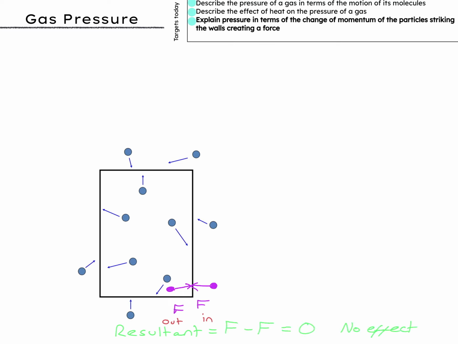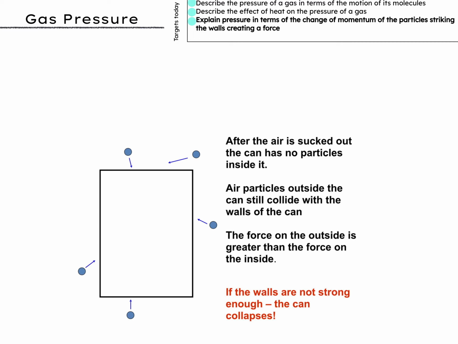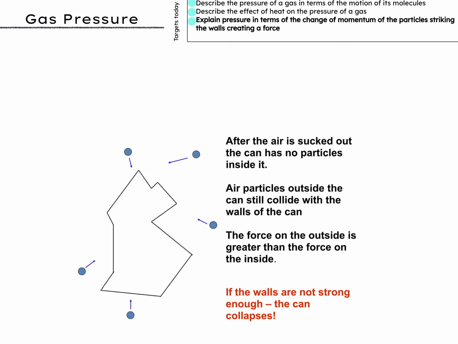Moving on though, we're going to remove the air from the inside of the container using a vacuum pump. After the air is sucked out, the can has no particles inside it. Air particles outside the container still collide with the walls of the container. The force on the outside is greater than the force on the inside. So, if the walls are not strong enough, the container collapses.